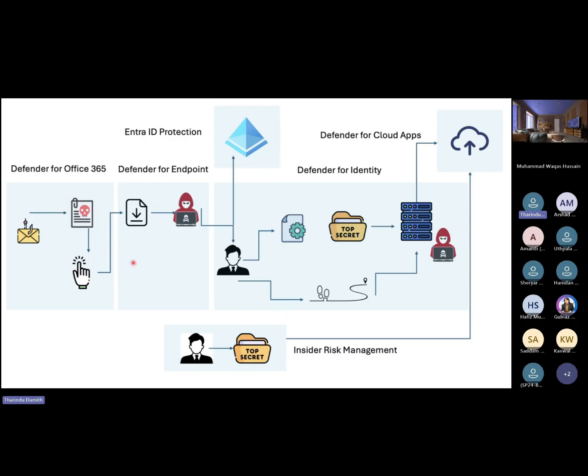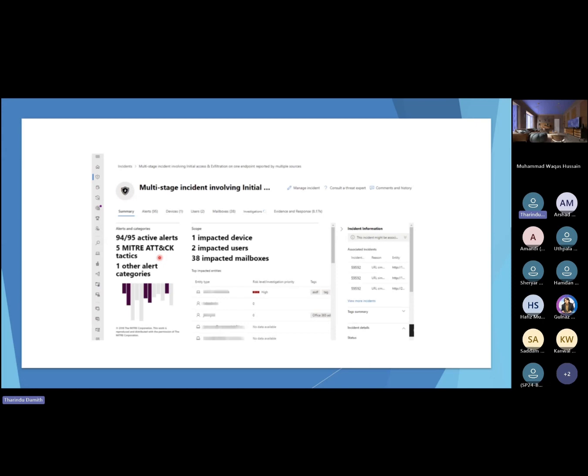Then Defender for Cloud Apps is also there. So this is a very basic example of the Defender XDR platform, which can be divided into different areas that we can protect our organization resources. So let's move to the next slide. This is one of the screenshots that I captured from my test tenant. So practically we will learn how these things work.